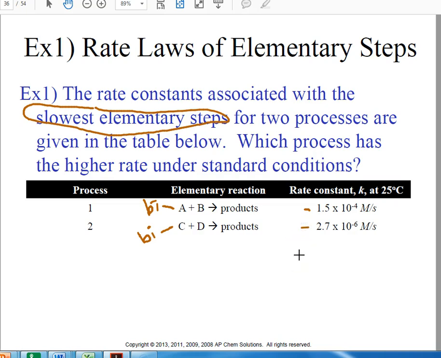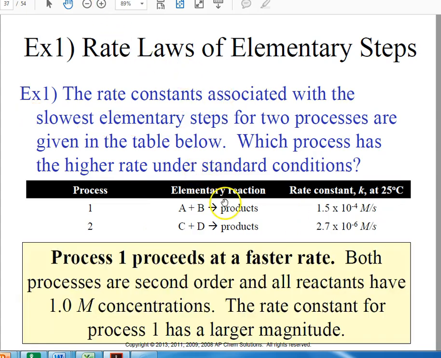So which process would go faster, process 1 or process 2? Well, process 1 has a higher rate constant, right? 10 to the negative 4th is higher than 10 to the negative 6th. So my guess is process 1 would go faster because it has a higher rate constant. Now it's important that we note that we can only compare these 2 because they do have equal molecularity. They're both bimolecular.